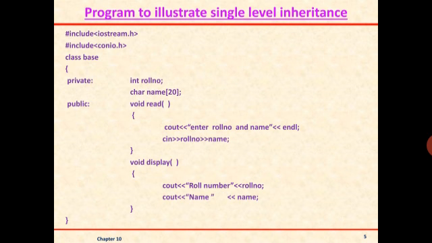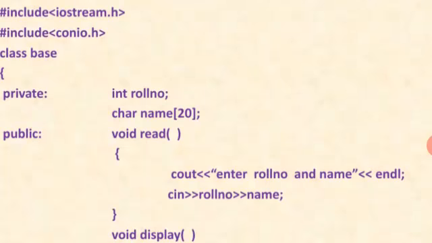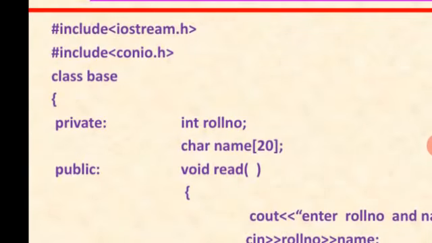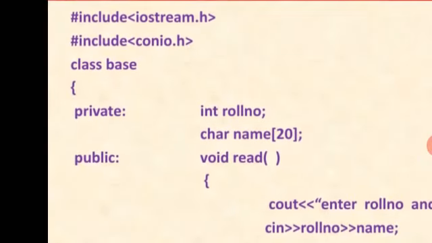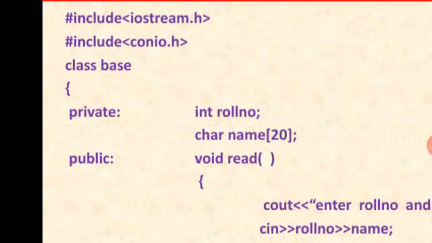Now we must understand the inheritance concept with the help of one programming example. I have told you in theory, and now with the help of one programming example. So let us understand the inheritance with the help of program. See here, first we write the header files iostream.h, conio.h. Now I have one class. What is the name of the class? It is base.